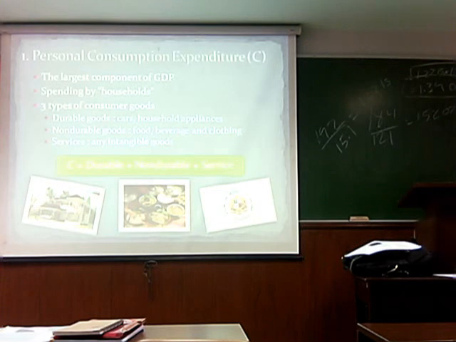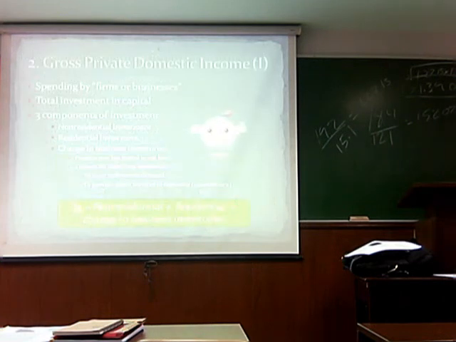In most developed countries like the US, services dominate over physical goods. Next is gross private domestic investment. This is spending by firms or businesses, the total investment in capital. There are also three components. Non-residential investment is expenditure by firms for machines, tools, or equipment. Residential investment is expenditure by households or firms on new houses or apartment buildings.